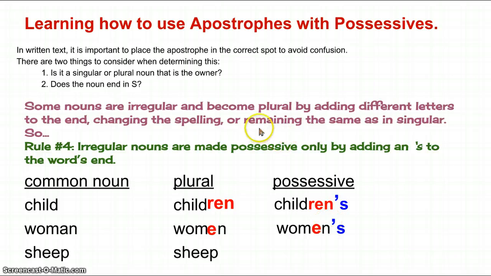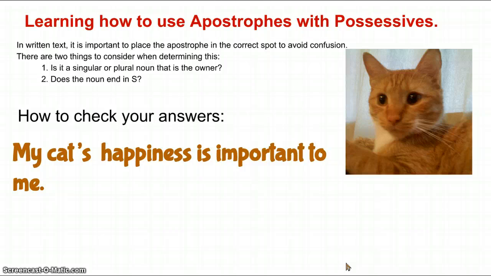Okay, now we're going to look at the last example, and that's a word that remains the same as in the singular form. So since I just told you it's going to remain the same, we have sheep in the singular. The plural of sheep is sheep. And what do we, once again, add to irregular nouns to make them possessive? According to the rule. Good. We only add an apostrophe S. Very good.